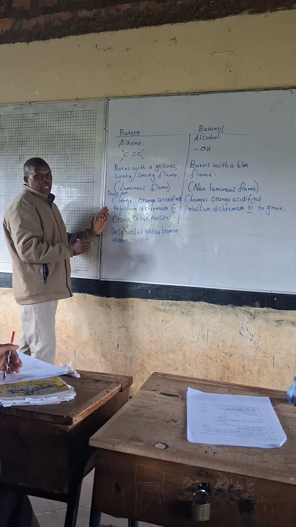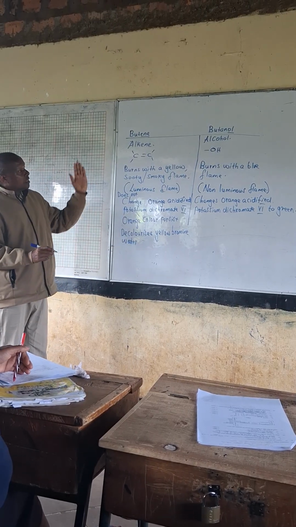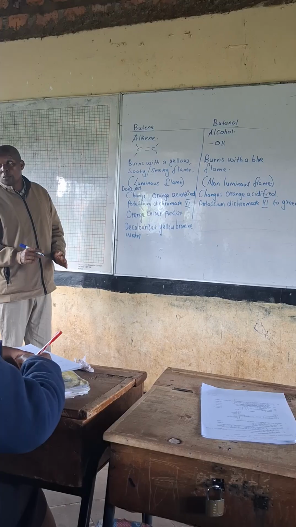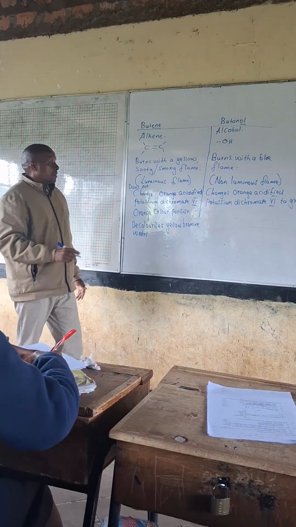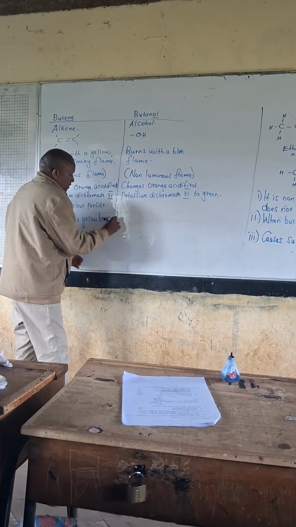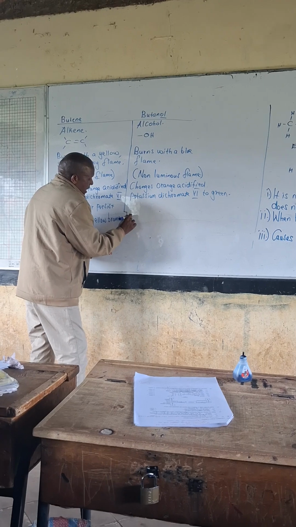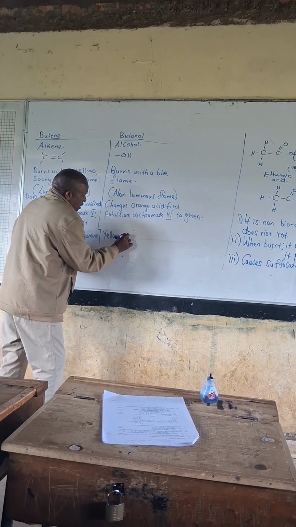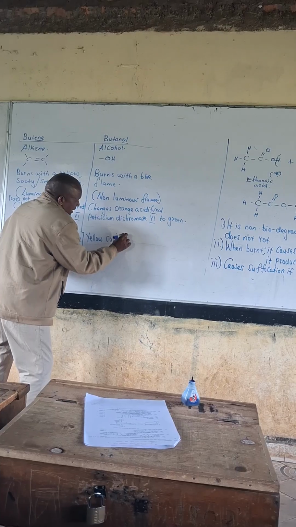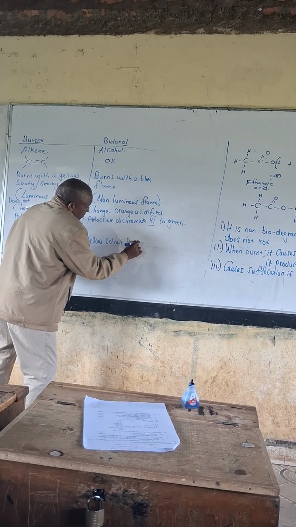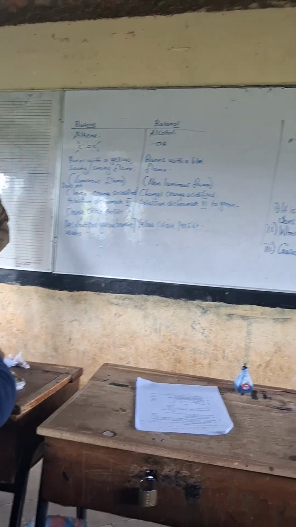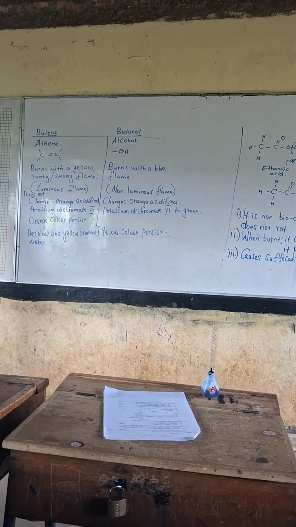That is butene. What about butanol? The color of yellow bromine water persists. Are we together up to that level? Yes. So how will we describe?